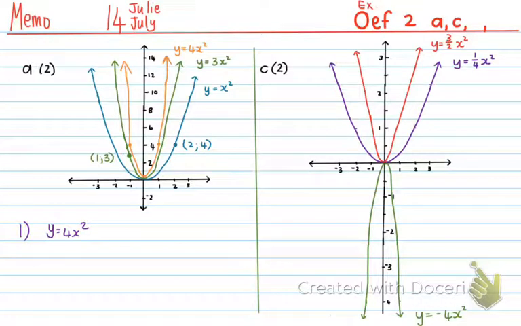Number 2, they ask us to sketch the parabolas. There we did that. Look at them. The blue one is y is equal to x squared. The green one is y is equal to 3x squared. And the orange one, y is equal to 4x squared. Just check that you have it like that. And then number 3, are the parabolas concave up or down? They are concave up.